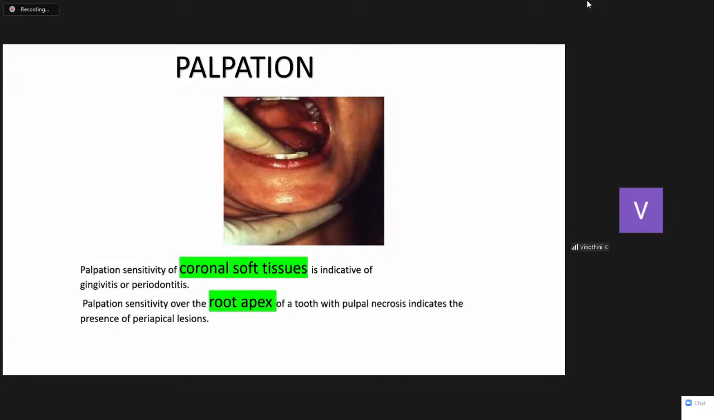And palpation and percussion are not very effective in discriminating between periodontal and endodontic infection. However, to some extent, palpation of the coronal soft tissues is indicative of gingivitis and periodontitis. And palpation over the root apex of a tooth with pulp necrosis indicates the presence of a periapical lesion. So if the patient has pain at the root apex, it's going to be an endodontic infection.